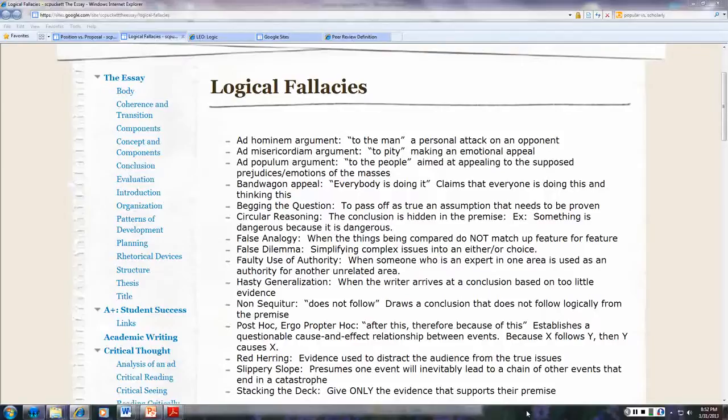A red herring is used to distract the audience. A slippery slope is when one event will happen and it leads to a chain of events. There's a current commercial campaign for, I believe, cable TV, persuading you not to have cable TV, where the character goes down a slippery slope. And stacking the deck is when we give only the evidence that supports our position and we don't look at the opposition. These are all logical fallacies, false logic, or bad reasoning. Let's look at them a little further.